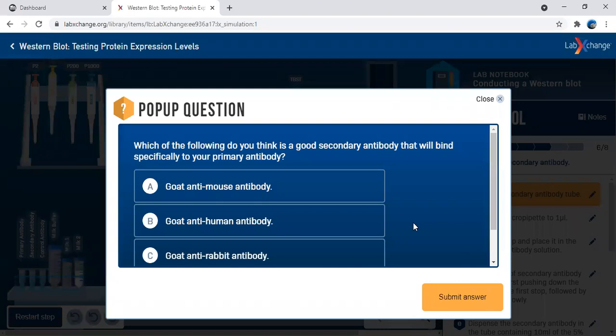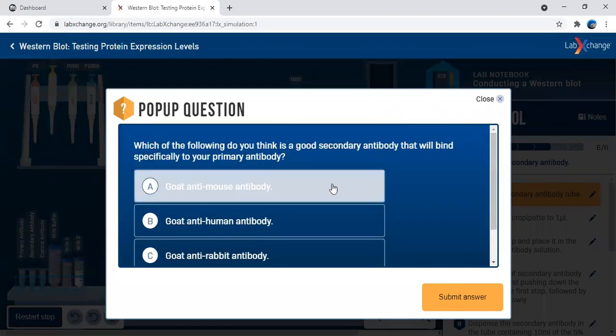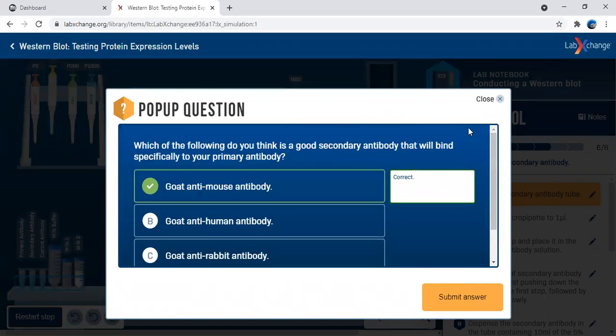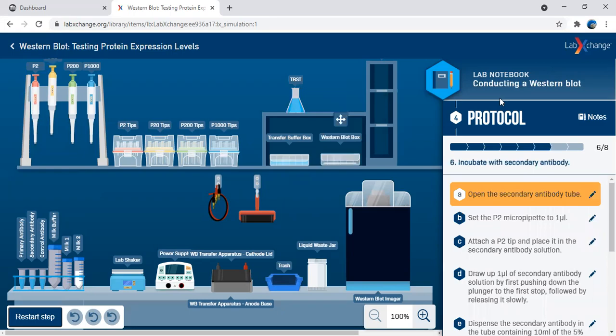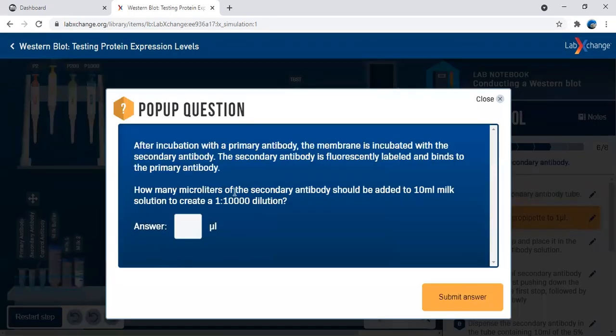Which of the following is a good secondary antibody that will bind specifically to the primary antibody? I was told it was a mouse as a hint. Open the secondary antibody tube. After incubation of the primary antibody, the membrane is coated with the secondary antibody. The secondary antibody is fluorescent labeled and binds.